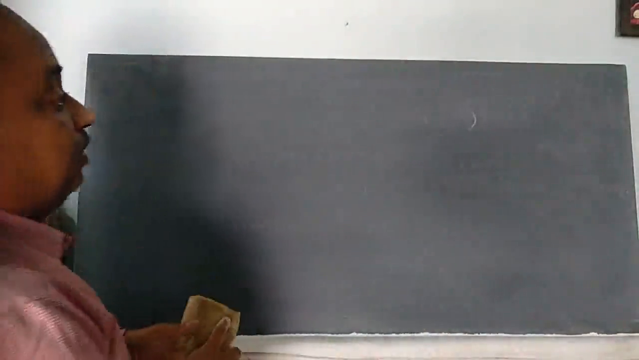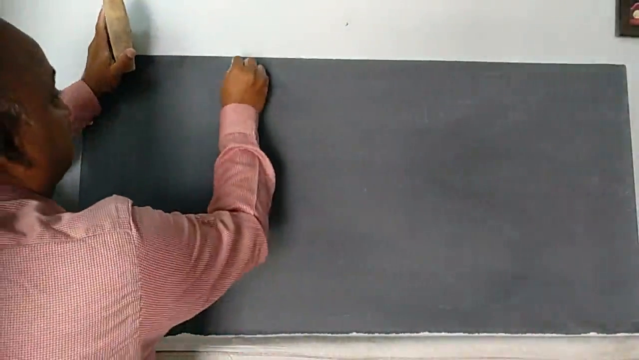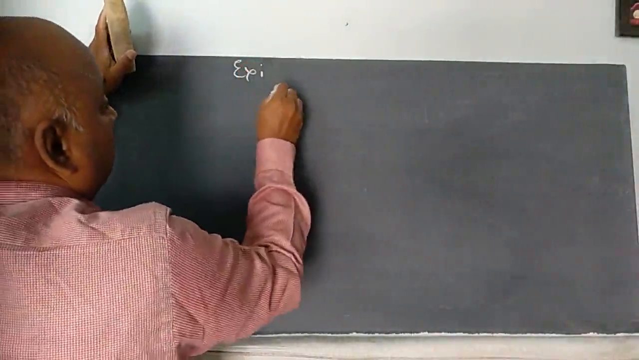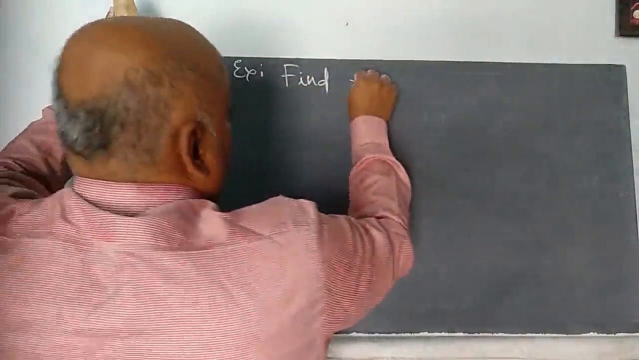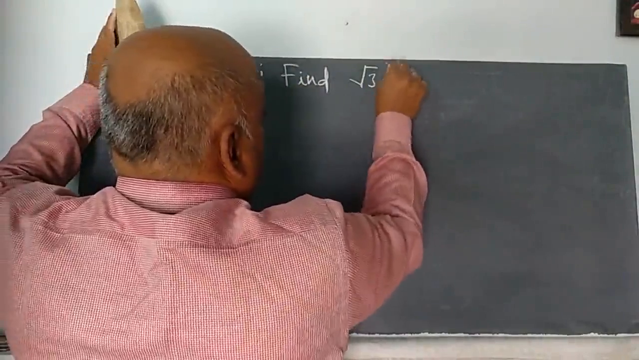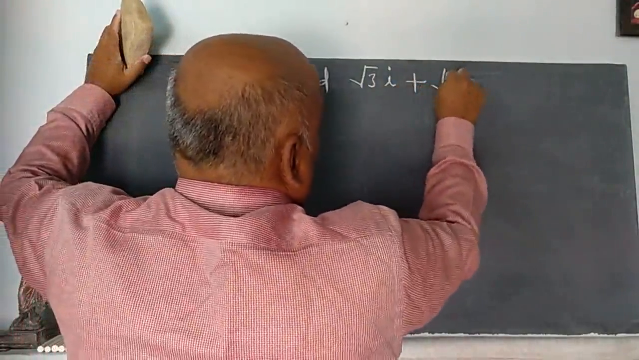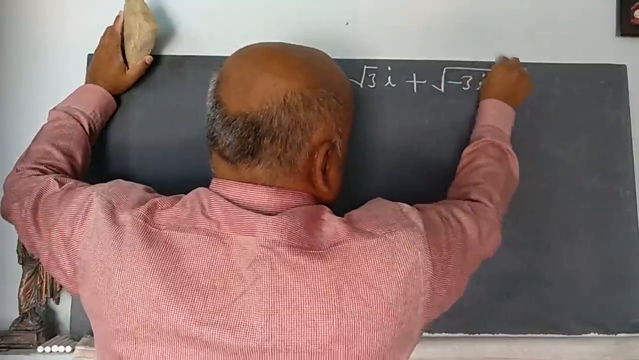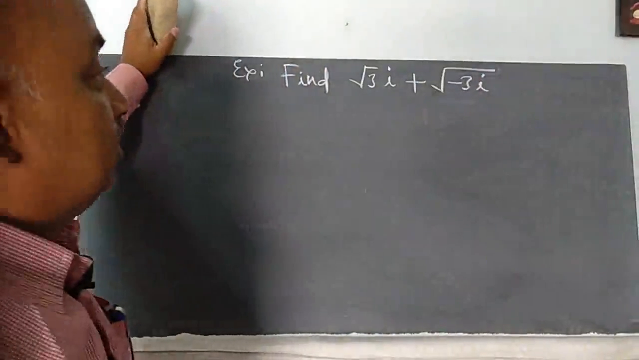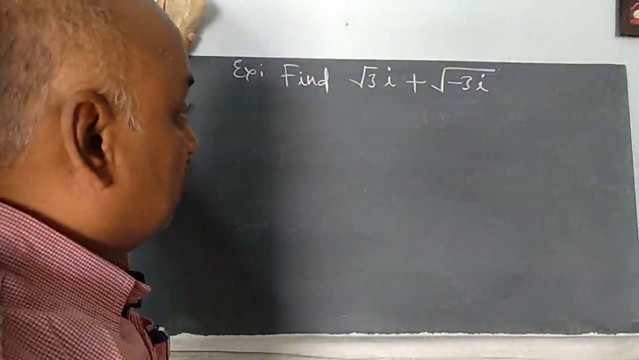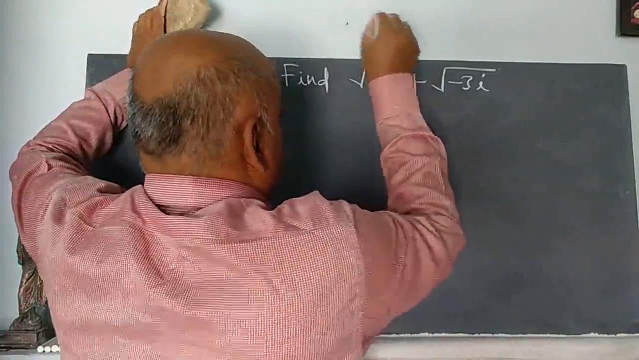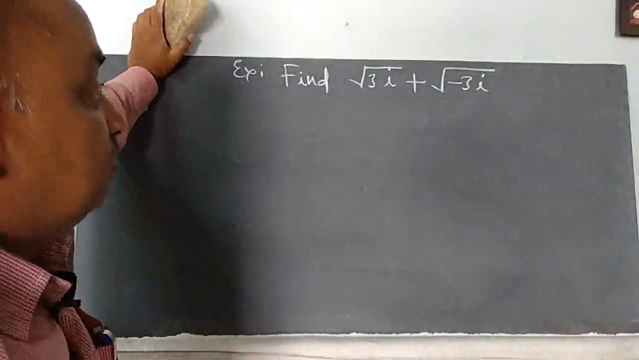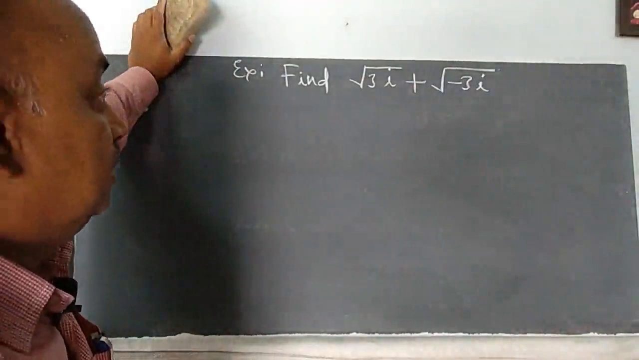Here is a simple example. Find the value of root 3i plus root minus 3i. That is, square root of 3i plus square root of minus 3i.